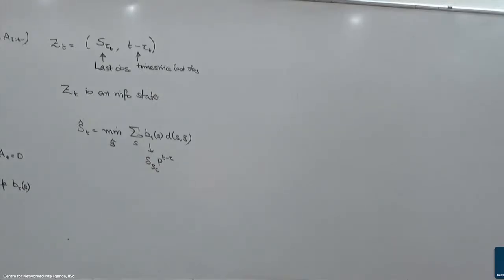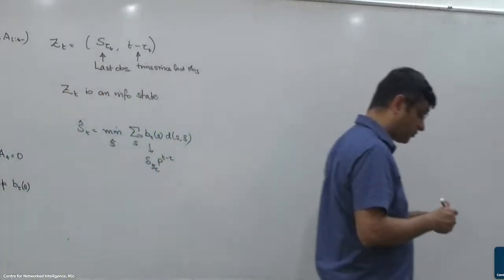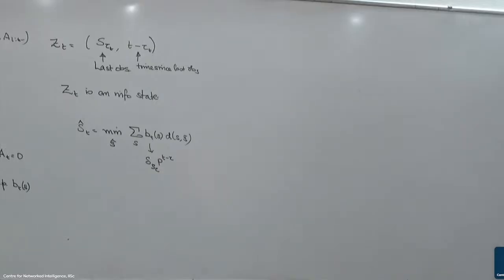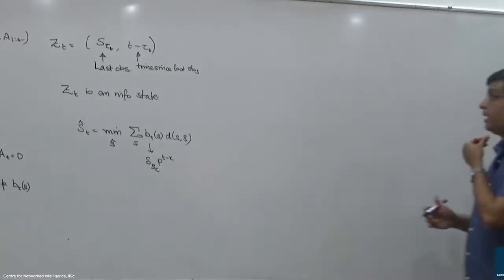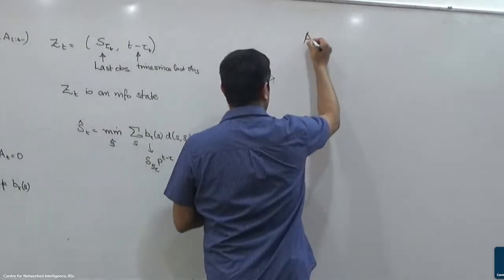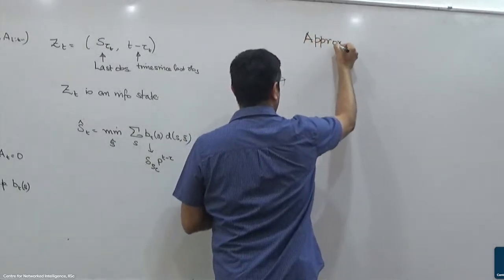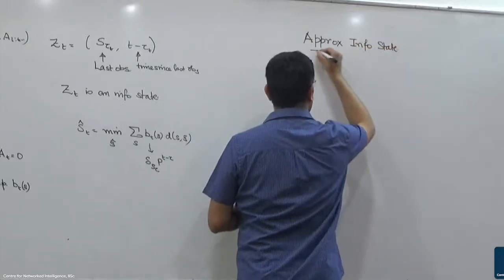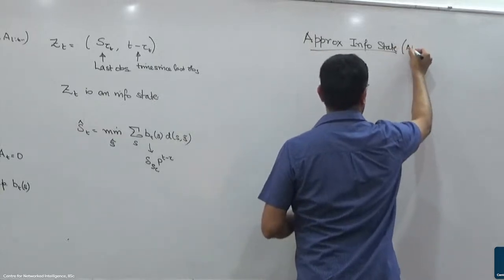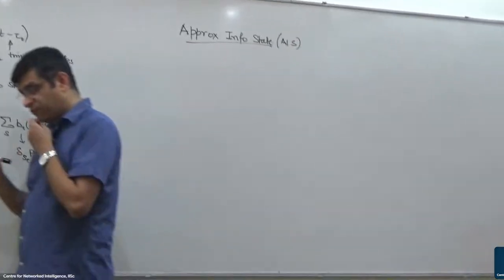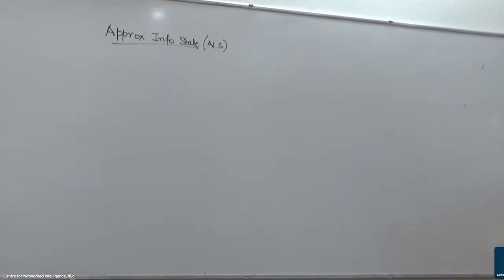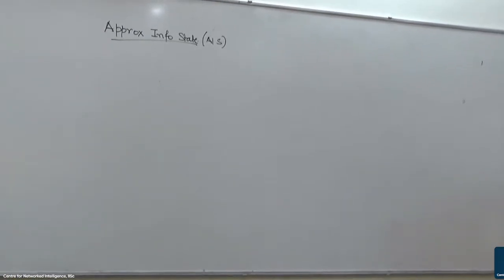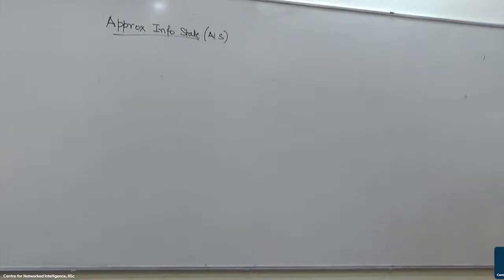All right. So this concludes the discussion on information states. Next, what I want to look at is approximate information state, which I'm going to call AIS. Let me give the motivation via an example, and I'll come back to this example probably at the end of this class or next class.